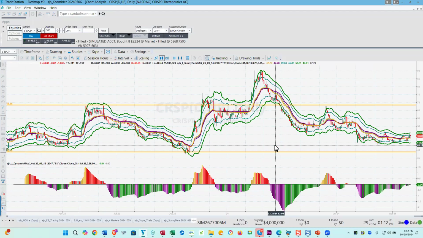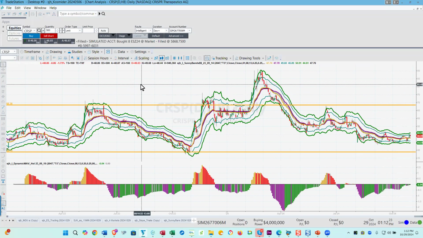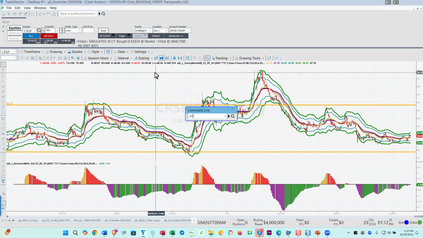So this, yeah, this is just sideways as can be. Until it breaks above this upper outer sunny band, it's not going to go anywhere. This could go back and forth, back and forth, back and forth for quite a long time in through here. ERTX.